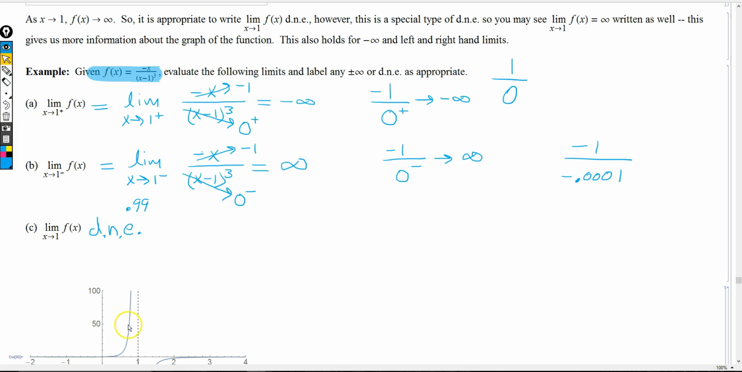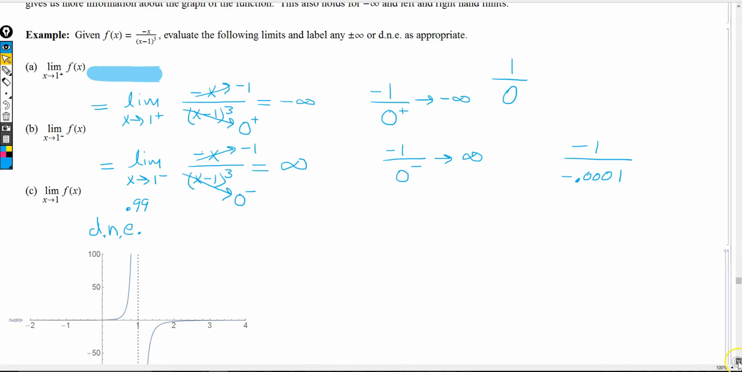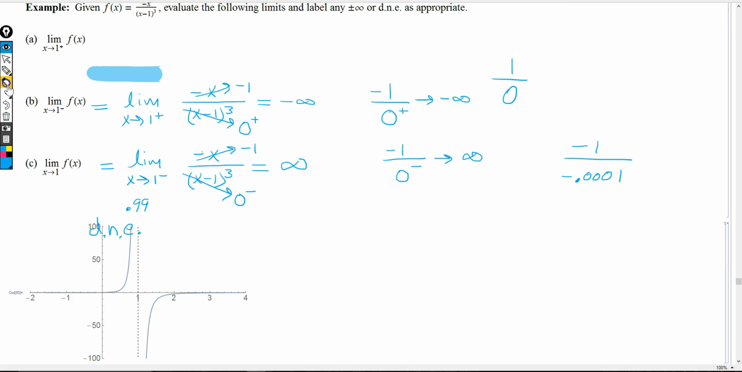Now let's take a look at what the graph looks like down here and see if it matches with our information up here. So here's what the graph looks like. And yeah, we see that as x approaches 1 from the right-hand side, our function is going down to negative infinity, and that's what we saw here. As x approaches 1 from the left, it's breaking up to positive infinity, and that's what we found right here. As x approaches 1 from the left, the function is approaching positive infinity.